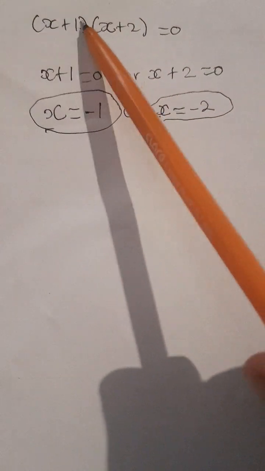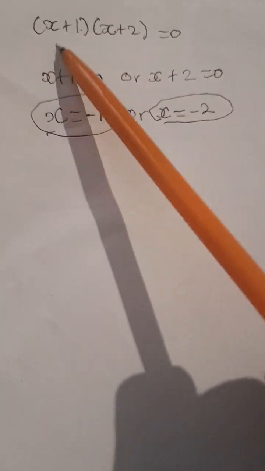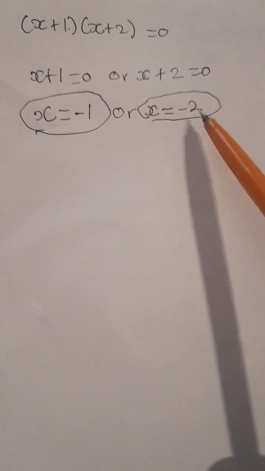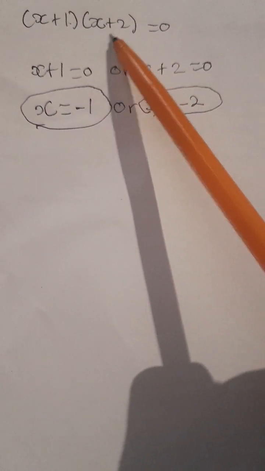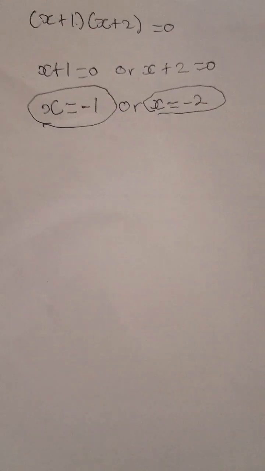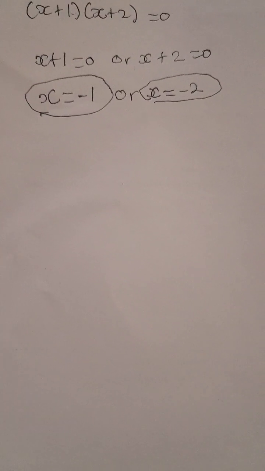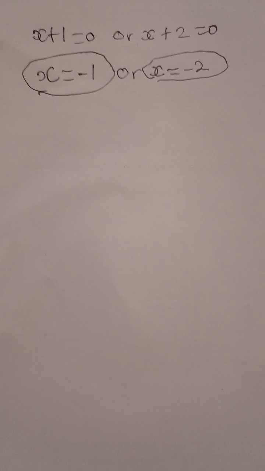So you can go back and substitute. If you put negative 1 here, negative 1 plus 1, that would be 0. If you put negative 2 plus 2, that will be 0. So 0 times 0 is 0, making this equation true, right? So on our upcoming videos, we'll look at other types of equations, such as a quadratic equation.